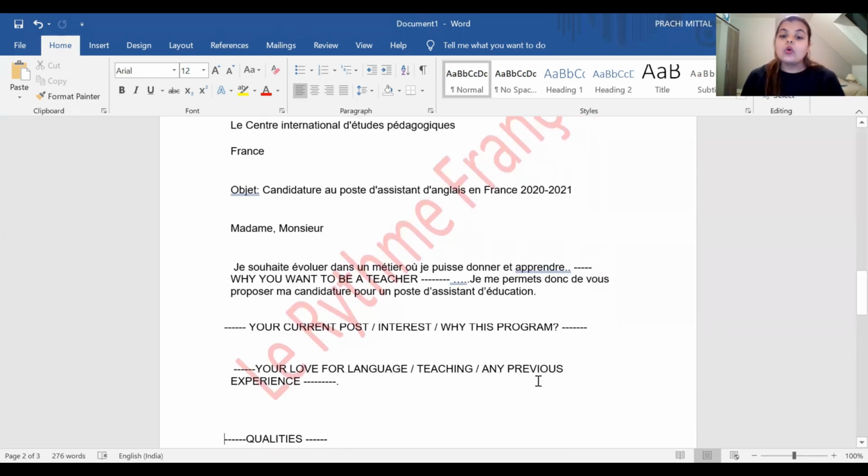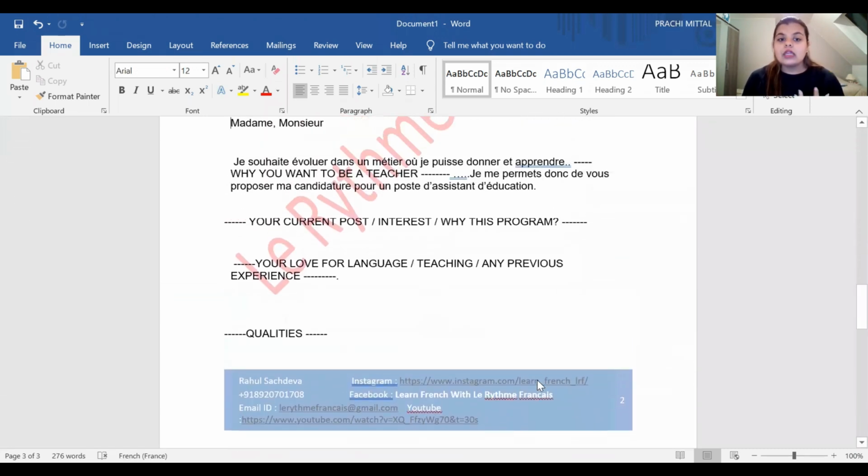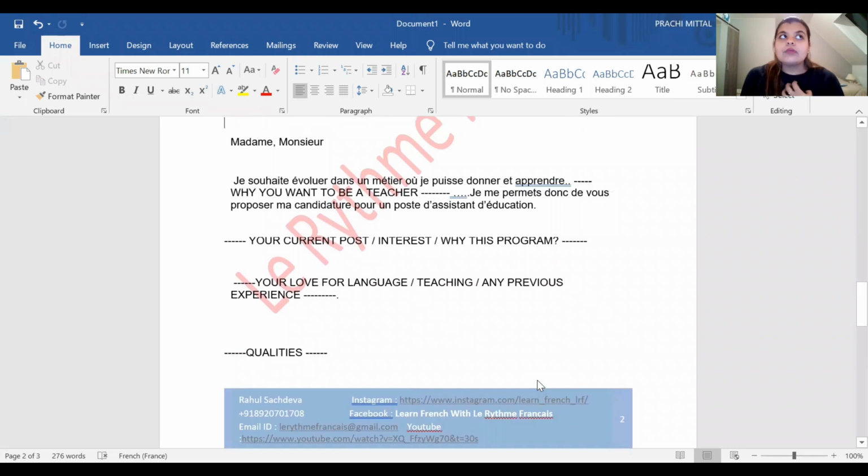Madame, Monsieur. Now, the beginning should be very motivating. It should be very enthusiastic, that you are very, very much interested in this post, very much passionate about teaching. So I started my lettre de motivation like: Je souhaite évaluer dans un métier où je puisse donner et apprendre. Et j'aimerais écouter les gens, partager mes connaissances. You can write anything and tell them why you want to be a teacher, why it is important for you. You can tell them that you like to share your knowledge, you like to talk to people, you are comfortable in having a conversation with the kids. So you write whatever you want, just a good opening line.